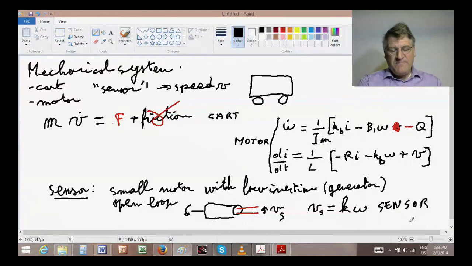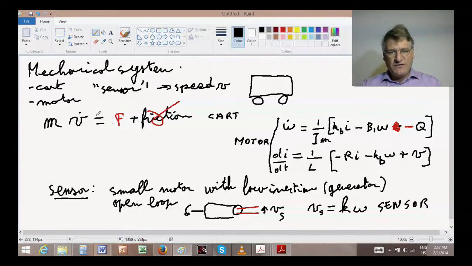Let us see the transfer function of that entire mechanical system. What we would like is some relationship that links the voltage applied to the motor to the speed of the cart.